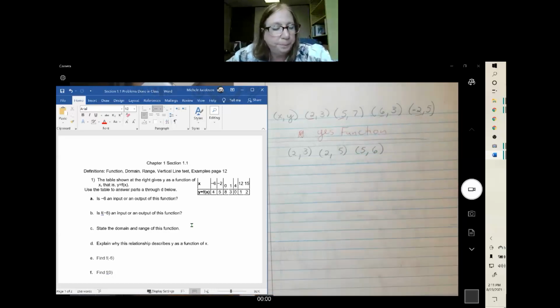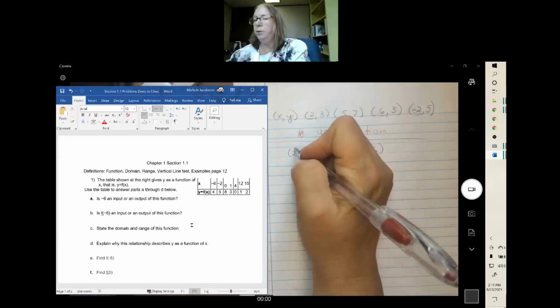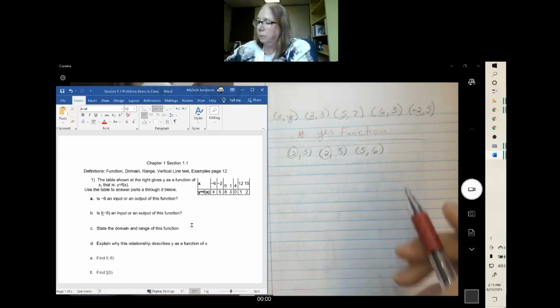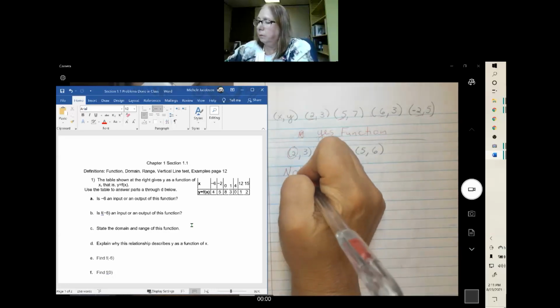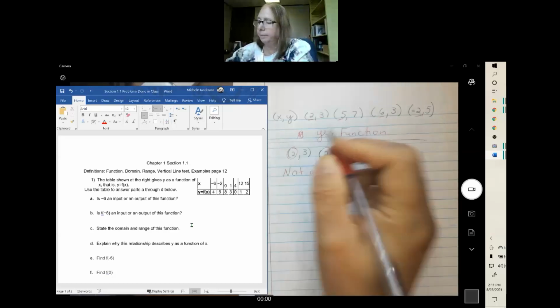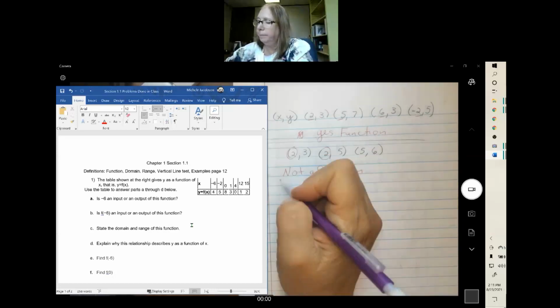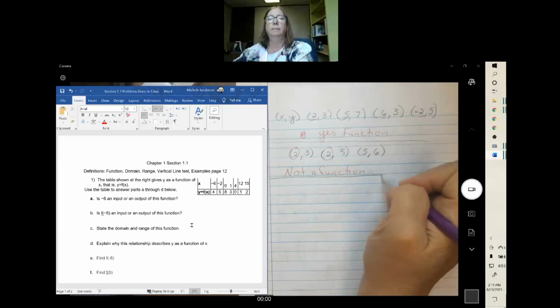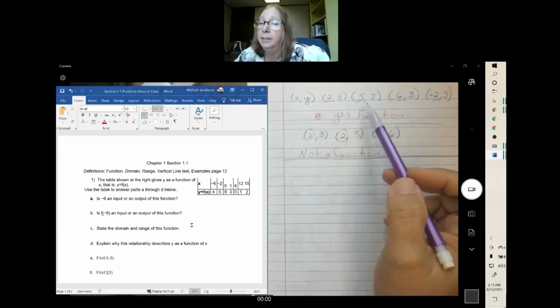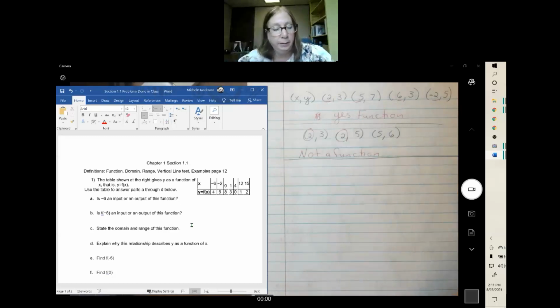Would this one be a function? No. Correct. Because the x value gives two different y values, it's not a function. So looking at the individual points or the list of points is another way.